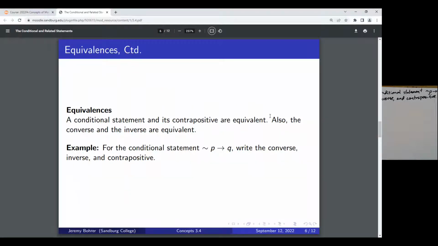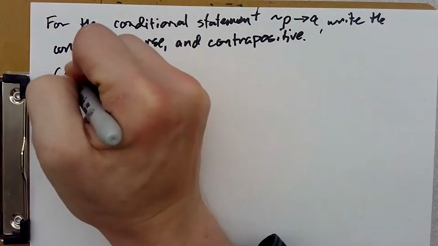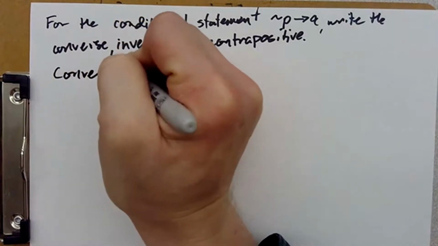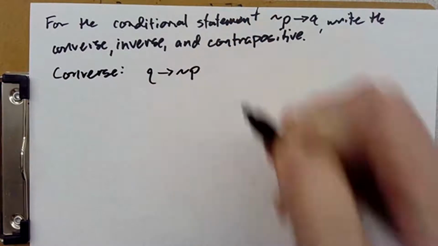In this video, we are going to look at the examples in the 3-4 slides. We're starting here on page 6 with the question, for the conditional statement, not P implies Q, we want to write the converse, inverse, and contrapositive. The converse of a statement is just the reversal of the statement. So the converse here is going to be Q implies not P.